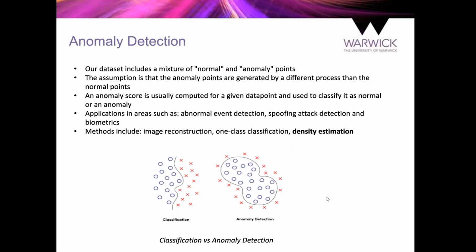Applications of anomaly detection are numerous, in areas such as abnormal event detection, spoofing event detection, and biometrics. Anomaly detection methods include image reconstruction, one-class classification, and density estimation, which is the one that we're going to be focusing on. Effectively, density estimation assumes a dataset of only normal points, and we build a statistical model that tries to describe the probability distribution of our normal data points. Then at testing, we have an unknown data point, and we test it against our learned probability distribution. If that data point does not really belong in the distribution, it will be classified as an anomaly.